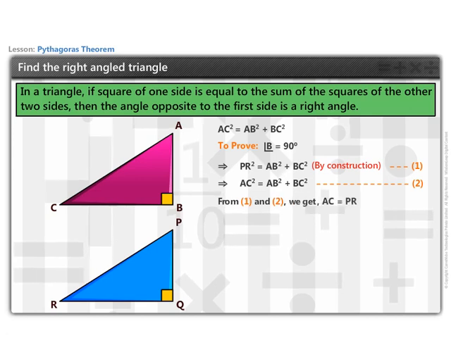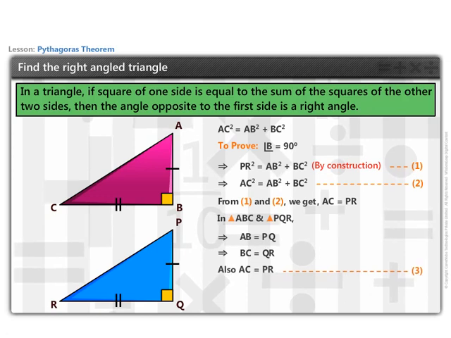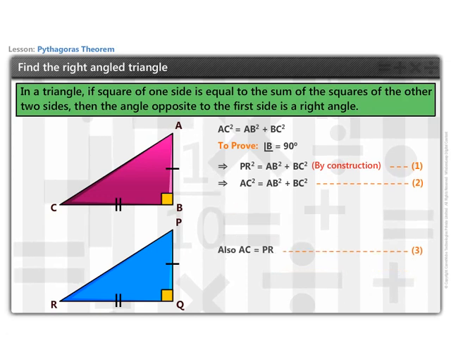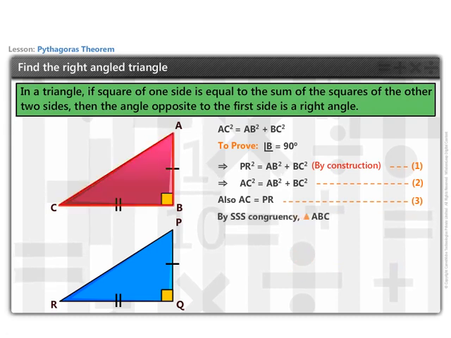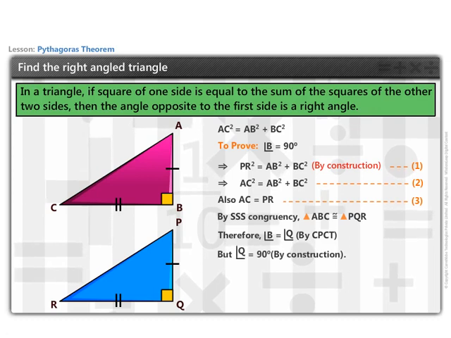From equations 1 and 2, we get AC is equal to PR. Now, in triangles ABC and PQR, AB is equal to PQ, that is by construction. BC is equal to QR by construction. Also, AC is equal to PR, which is proved from equation 3. By triple S congruency, triangle ABC is congruent to triangle PQR. Therefore, angle B is equal to angle Q by CPCT. But angle Q is equal to 90 degrees by construction. So, angle B is equal to 90 degrees.